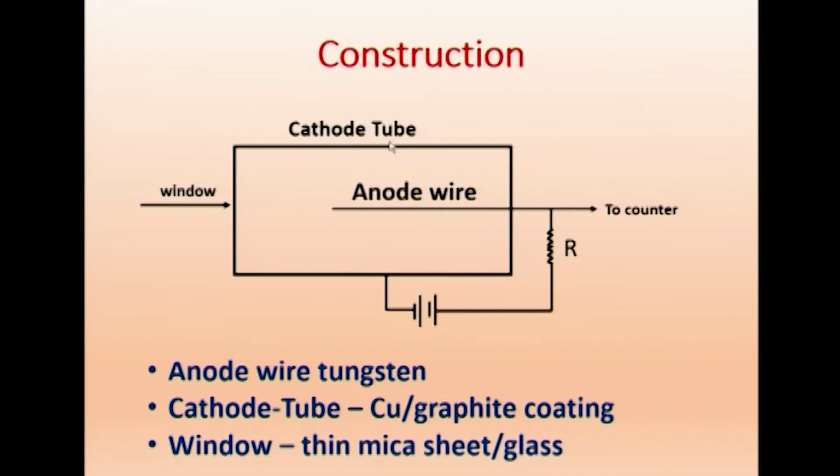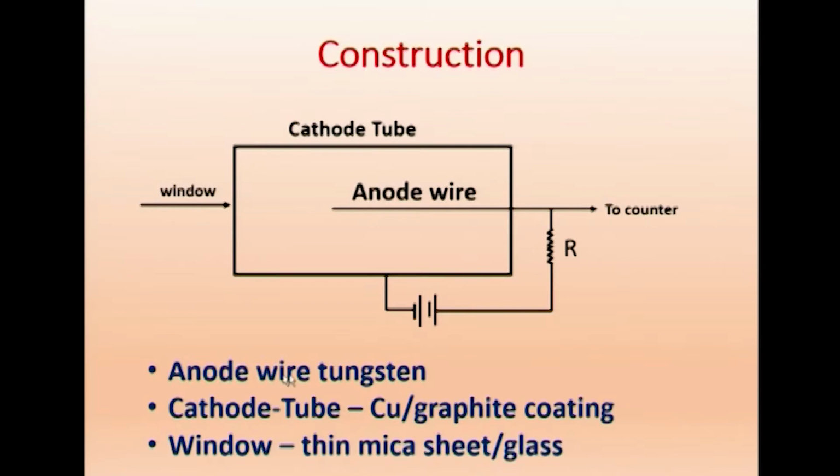Now this is the basic idea. This is the cathode and anode, and there will be an electric field here, because the anode is positive and the cathode is negative. So there won't be any current passing through this. When a particle enters, we will get a current pulse. We will see how it happens. This is the basic construction.